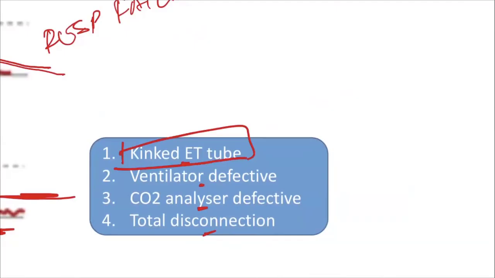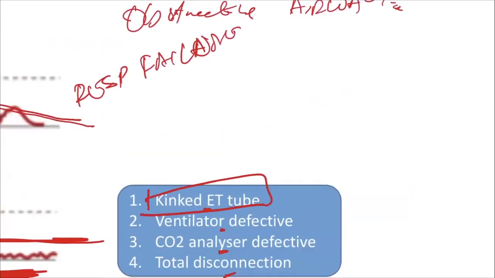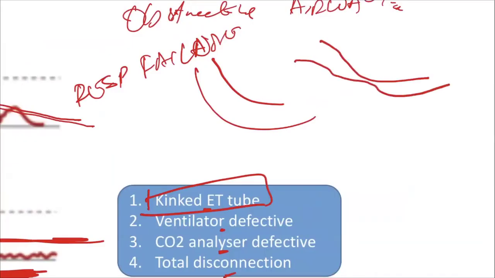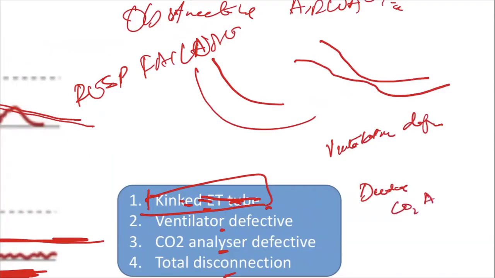A completely kinked ET tube is unlikely to happen all of a sudden. It would be a complete obstruction; you would have to be completely kinked like this to have a flat line, which is a rare thing. So you can kind of ignore the first cause. There might be a ventilator defect, that is one thing. Another is something wrong with the device, that is the carbon dioxide analyzer you are having.